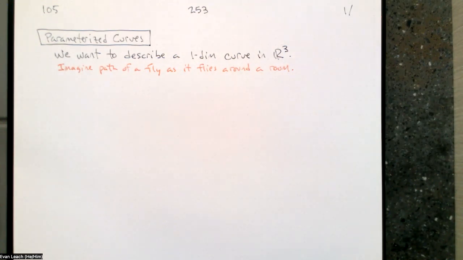we can imagine the path of a fly as it flies around the room. It's tracing out a one-dimensional curve in three-dimensional space.